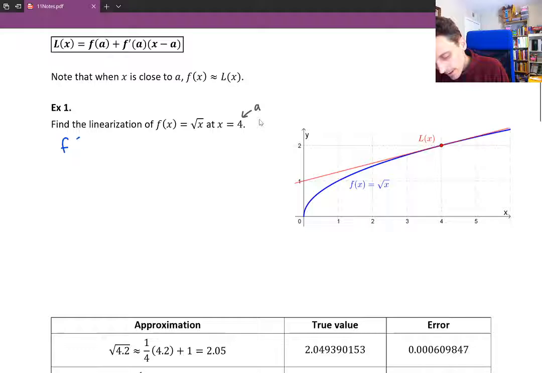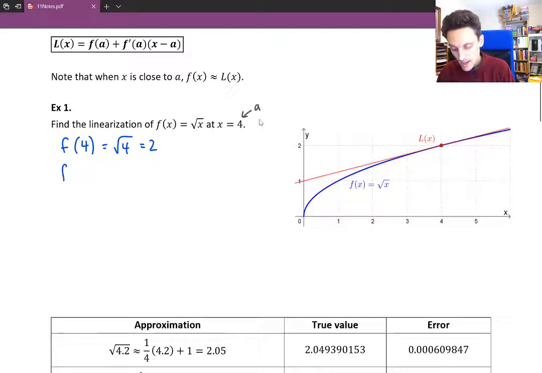Well, f of a, in other words f of 4, is just the square root of 4, which is 2. So that's not too bad. f prime of a, well, we need to get f prime of x in general before we can get f prime of a, so f prime of 4.